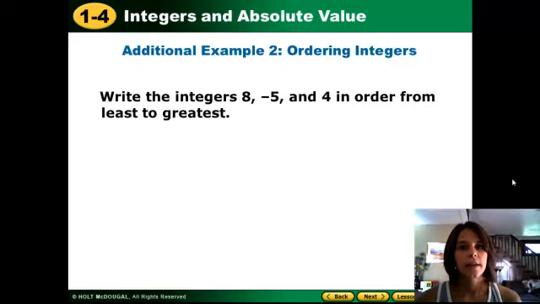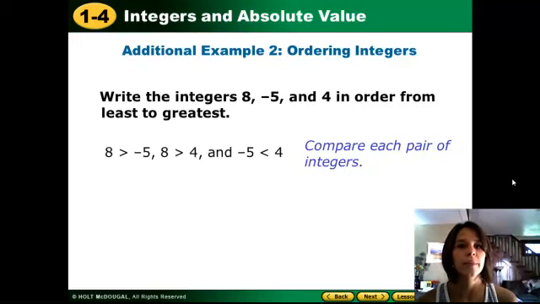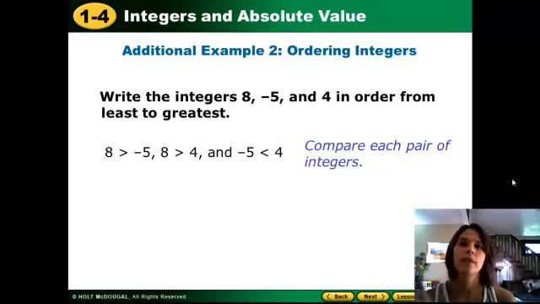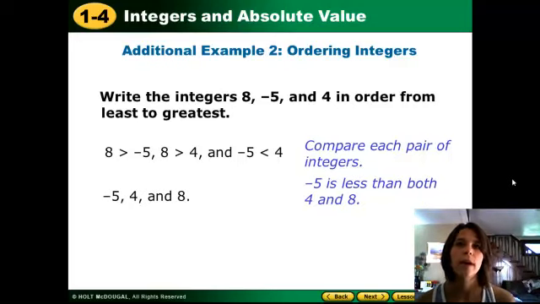I can continue just in regular applications with numbers, ordering from left to right. I can compare each one instead of drawing a full number line. 8 is greater than -5. 8 is also greater than 4, and -5 is less than 4. So we just have to compare each number with the other, so 3 different comparisons, and then put them into a line: -5, 4, and 8.